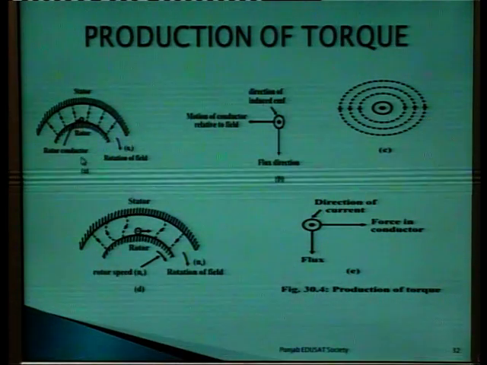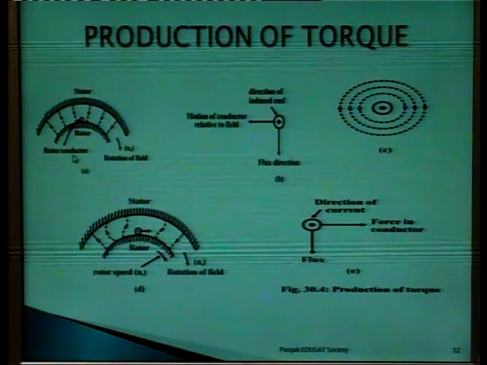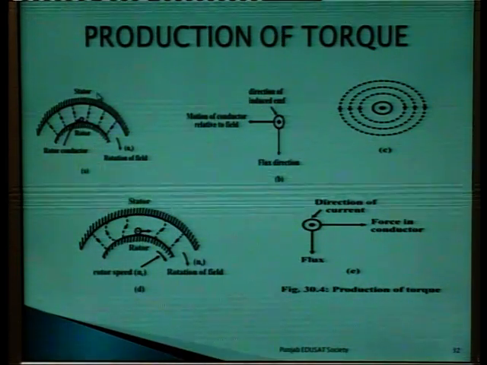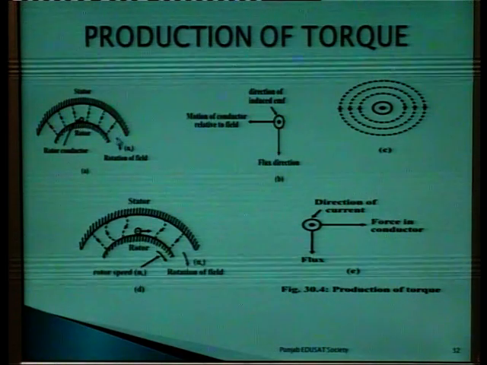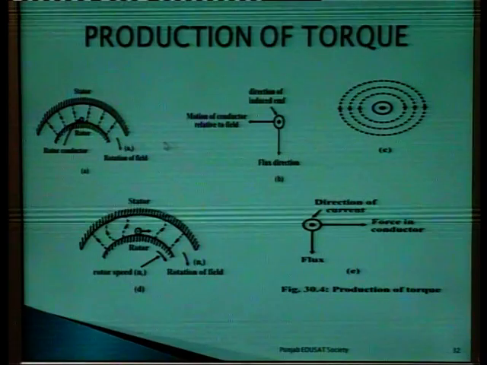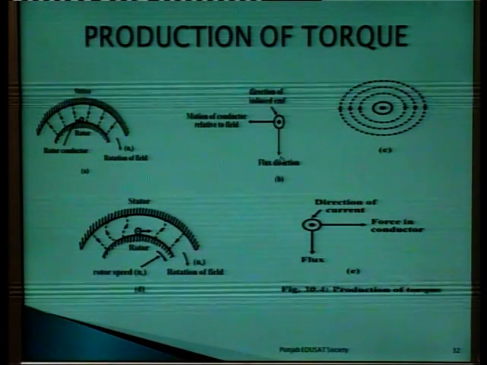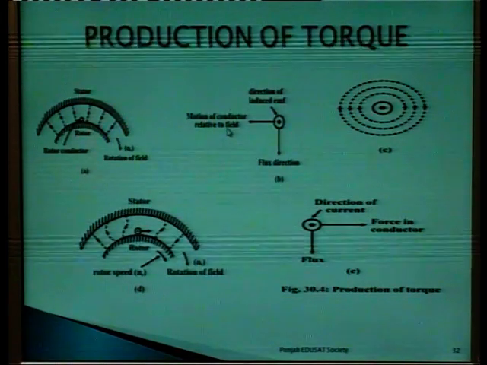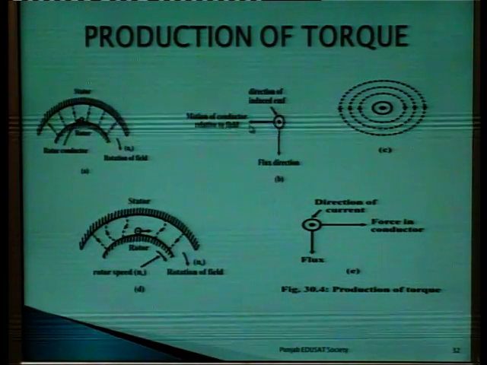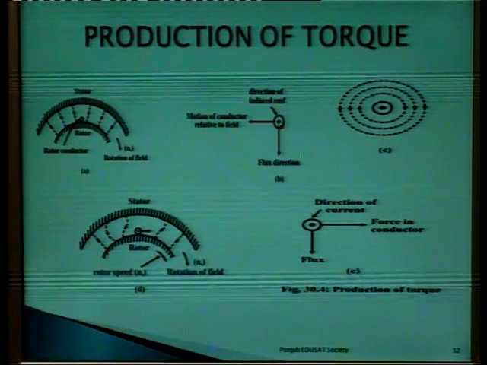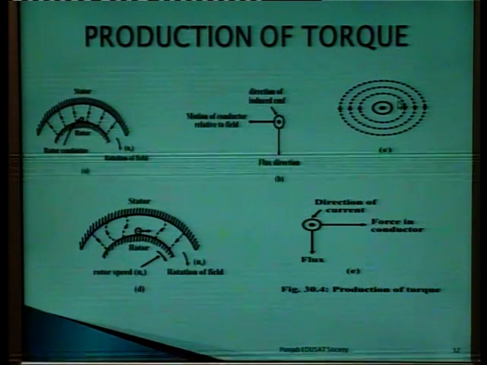At the very first figure, in figure A, these are the shown rotor conductors. This is the rotor, this is the stator, and rotation of field is shown in this direction by this arrow, and then flux direction is this, in this arrowhead direction, and motion of conductor relative to field is shown here with this arrow. Direction of induced EMF has been shown as dotted.